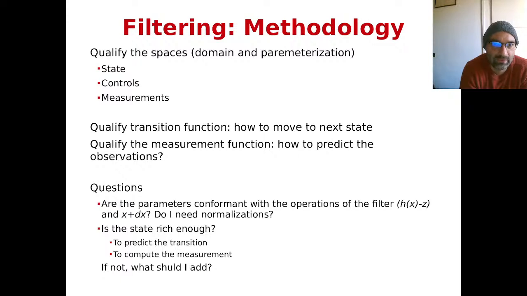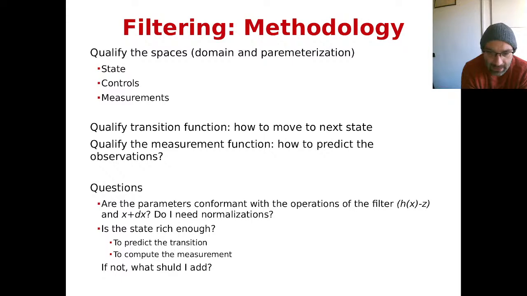If you're given a filtering problem, the very first thing you have to do is to qualify the spaces, which means you're typically given a dynamic system, and you have to tell what is the state, what are the controls, and what are the measurements. And remember that in doing this qualification, you have to characterize the entire domain of the quantity under analysis, and also the way you're going to represent it mathematically. If we're talking about a Gaussian filter, remember that the parameterization should be at least locally Euclidean.